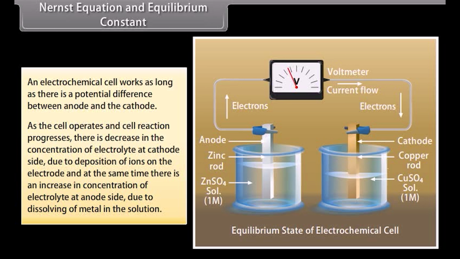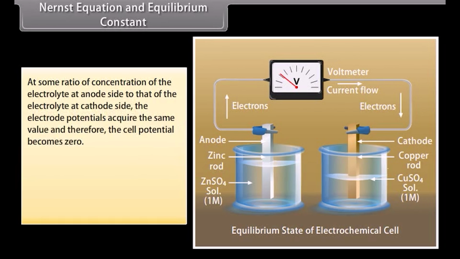Consequently, electrode potential of the cathode decreases and that of anode increases with the passage of time. Ultimately, at some ratio of concentration of the electrolyte at anode side to that of the electrolyte at cathode side, the electrode potentials acquire the same value and therefore the cell potential becomes zero. At this stage, the electrochemical cell stops working and the cell is in a state of equilibrium.